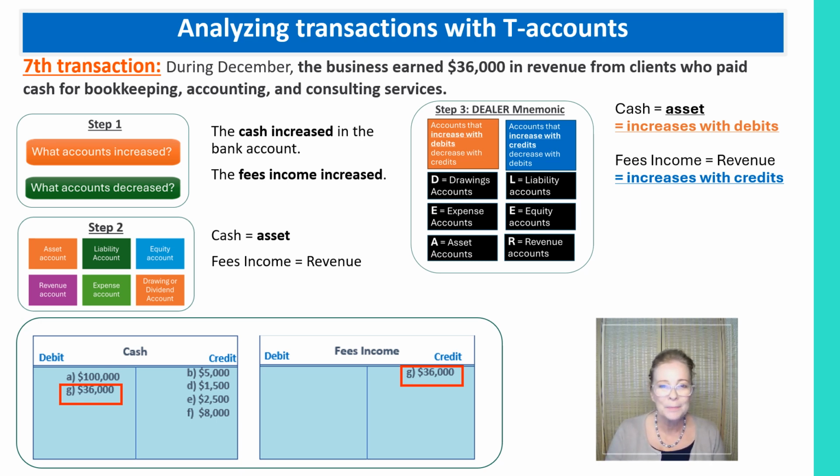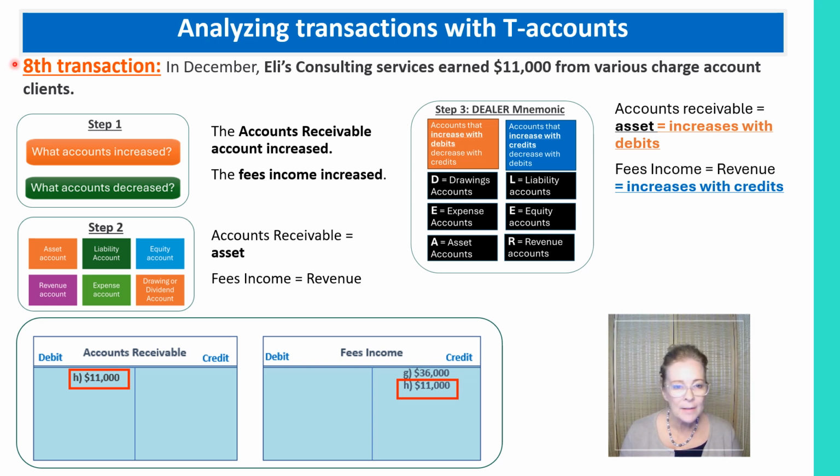Let's practice some more. In the 8th transaction for Eli's Consulting Services, the business earned $11,000 in revenue from various charge account clients. When we analyzed this transaction using the accounting equation, we said that the business's customers now owed more money to the business. We call that an accounts receivable because these are accounts that the business will receive money from in the near future. In addition, Eli's Consulting now has more revenue for fees income.